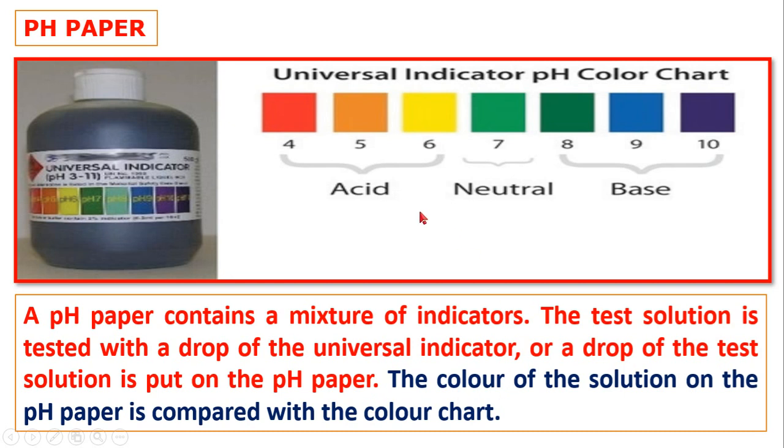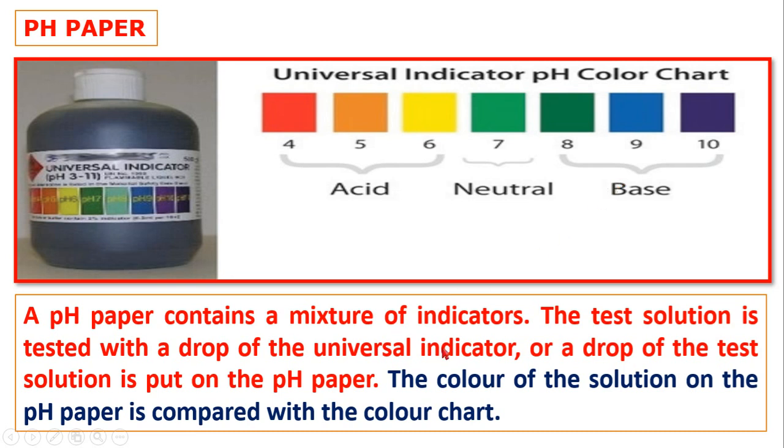If it changes into red in color, the pH value is equal to 4. The nature of the solution is acidic. Sometimes it changes its color into green, which means the pH value is equal to 7. The nature of the solution is neutral. And if it changes into blue in color, its value is equal to 9. The nature of the solution is basic.